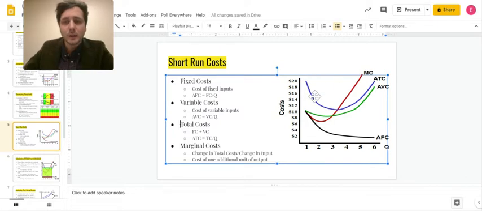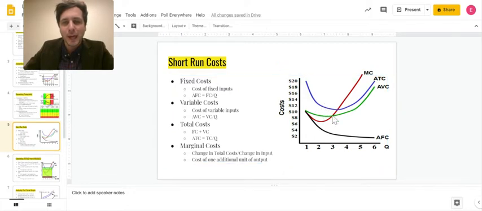Right? And we'll see that here is another bowl, right? It gets that bowl shape from the AVC. And the distance between average variable cost and average total cost is the same as the distance between average fixed cost and the x-axis, because average variable cost plus average fixed cost is what pushes the average total cost up higher. It's the bowl stacked on top because it's always going to be greater than the average variable cost because it's the sum of both AVC and AFC.